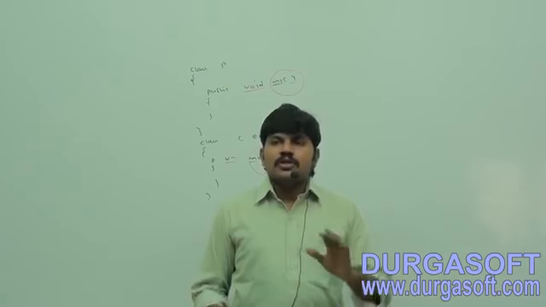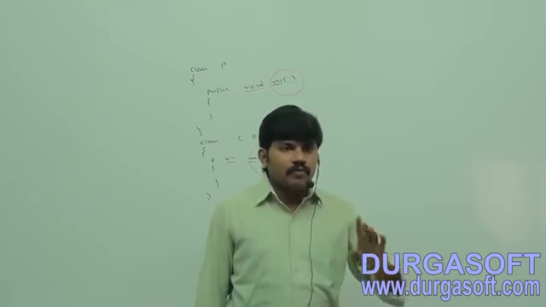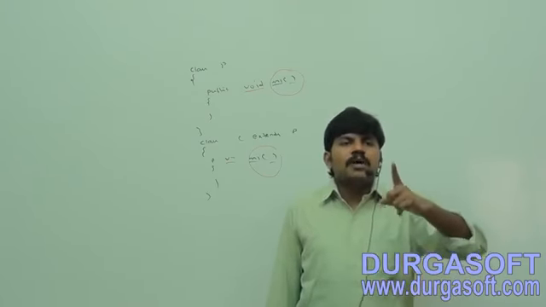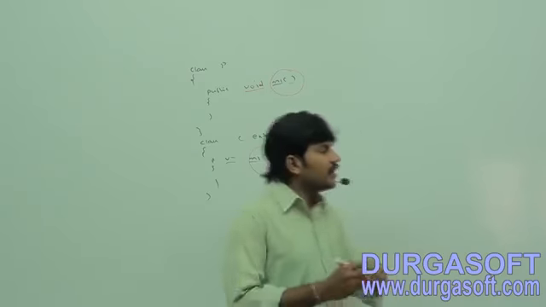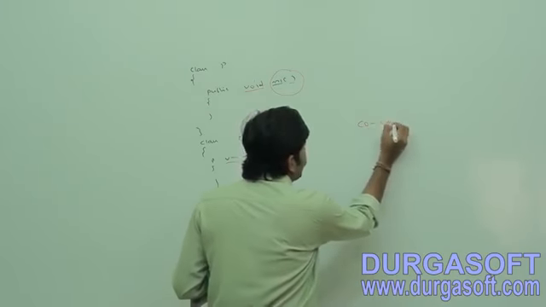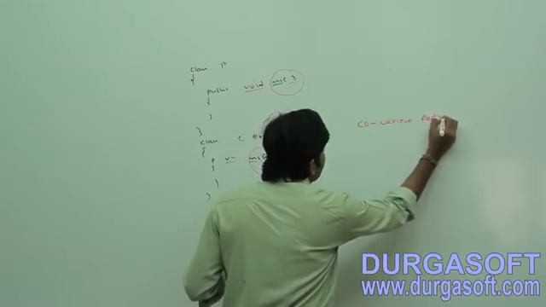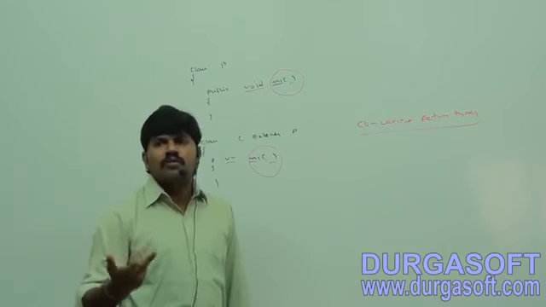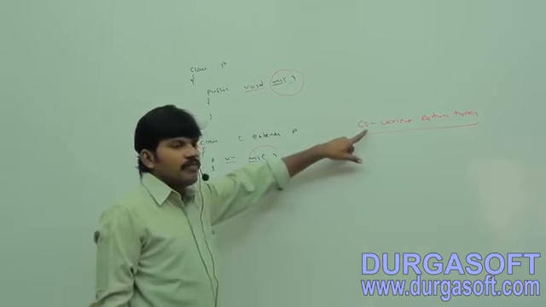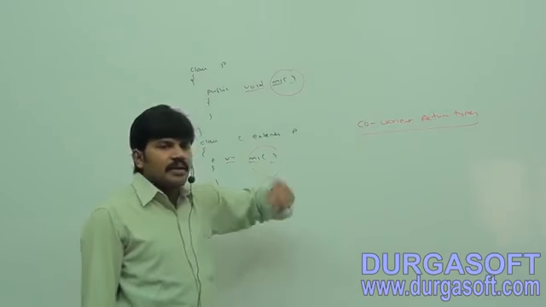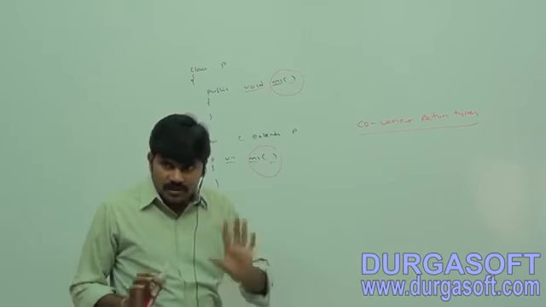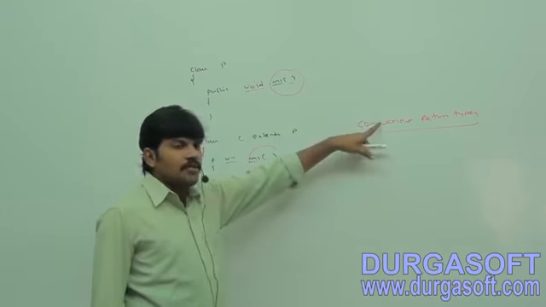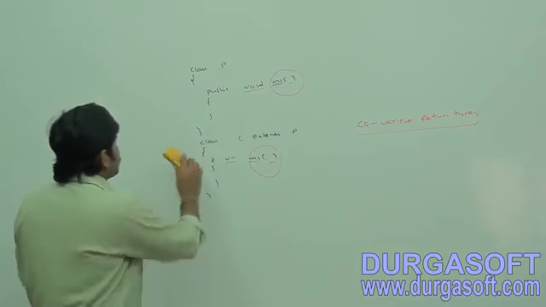So in overriding, return types must be the same. But this rule is applicable until the 1.4 version only. From the 1.5 version onwards, covariant return types are also allowed. Then immediately you may ask, sir, what is the covariant return type? What it means I will explain. Until the 1.4 version return types must be the same, but from the 1.5 version onwards, covariant return types are also allowed.